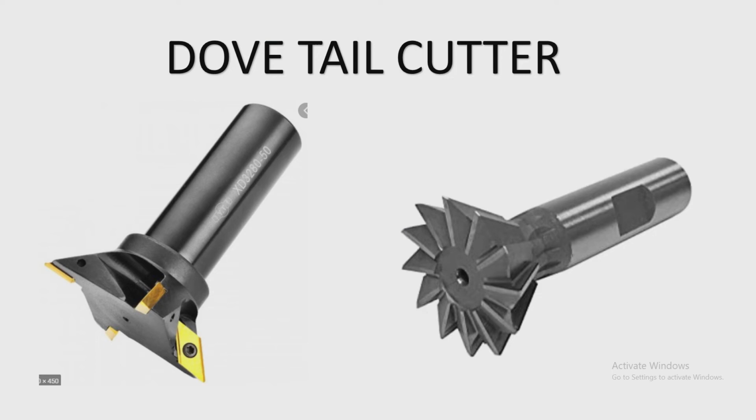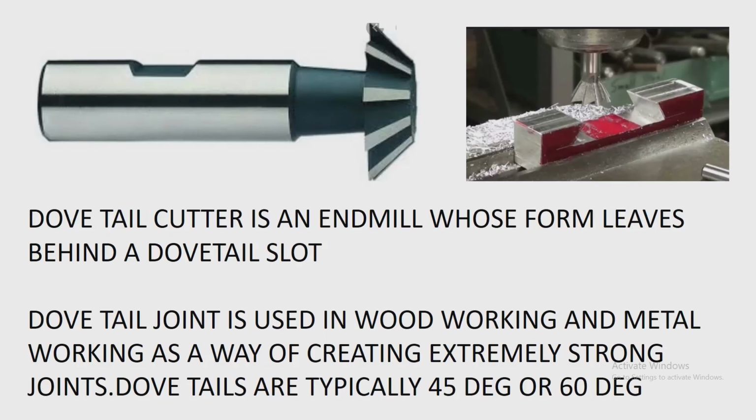This is the dovetail cutter. A dovetail cutter is an end mill whose form leaves behind a dovetail slot. A dovetail joint is used in woodworking and metalworking as a way of creating extremely strong joints. Dovetails are typically 45-degree or 60-degree.